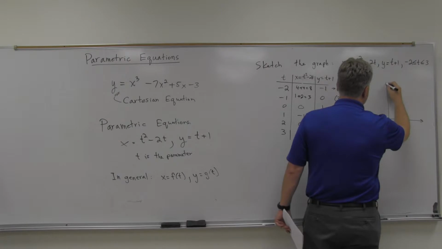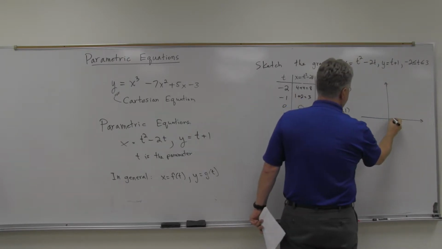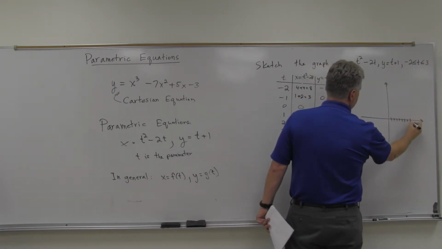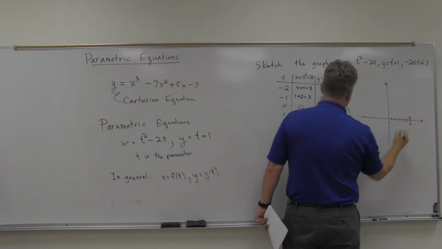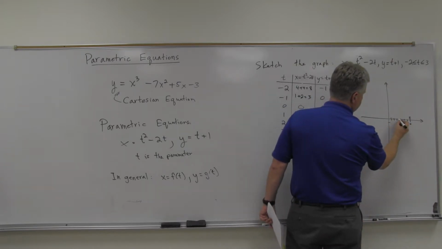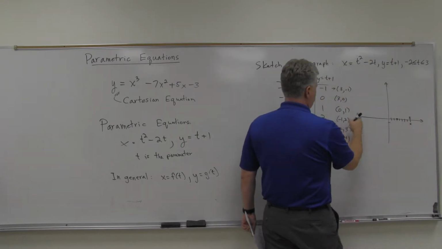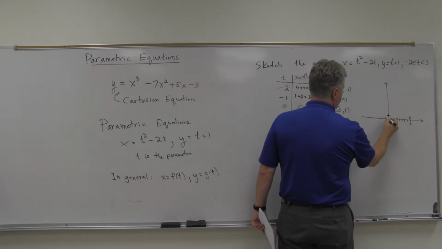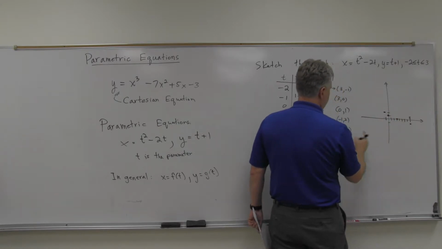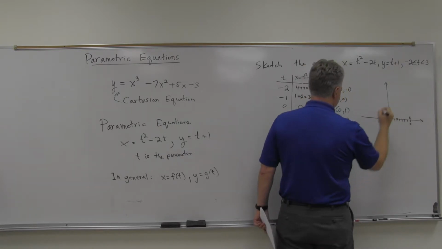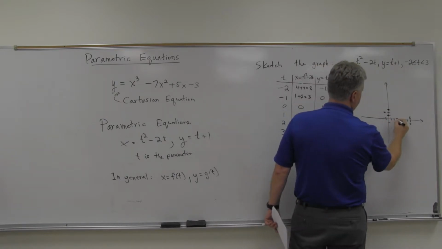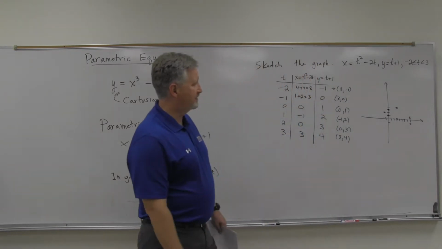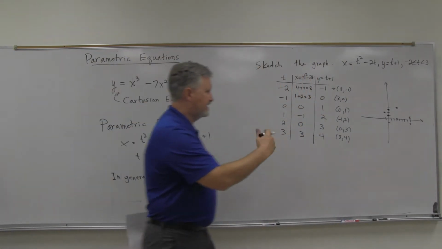We just plot those points, see where you go. All right, so we got 8, -1. 3, 0. 0, 1. -1, 2. 0, 3. Then 3, 4. So just plotting a couple points. Now you kind of get the idea, connect those up.